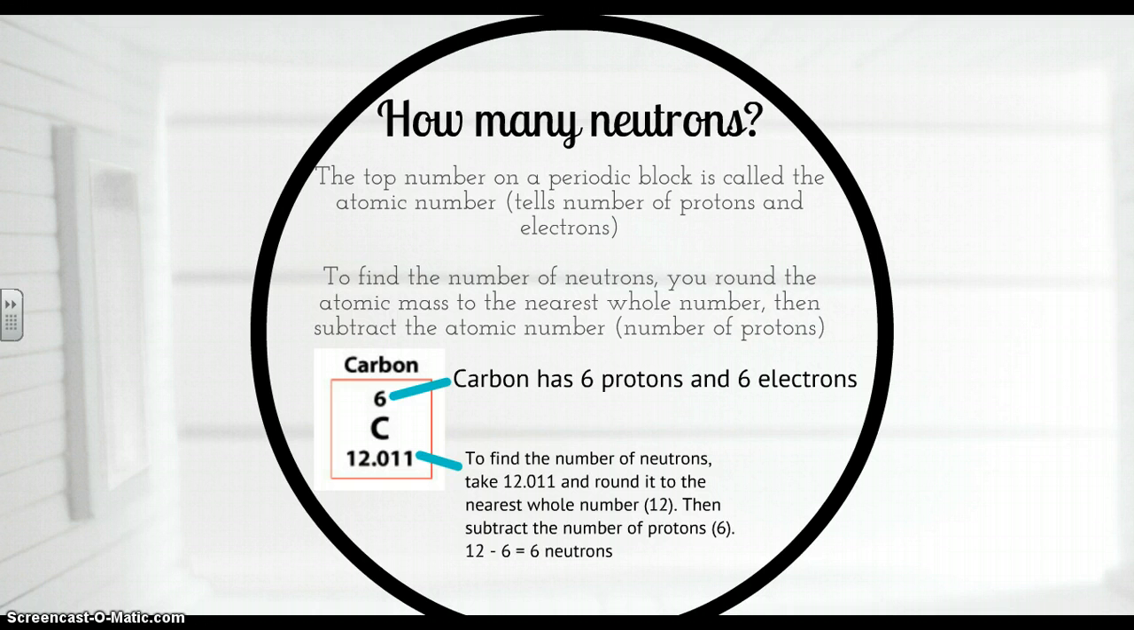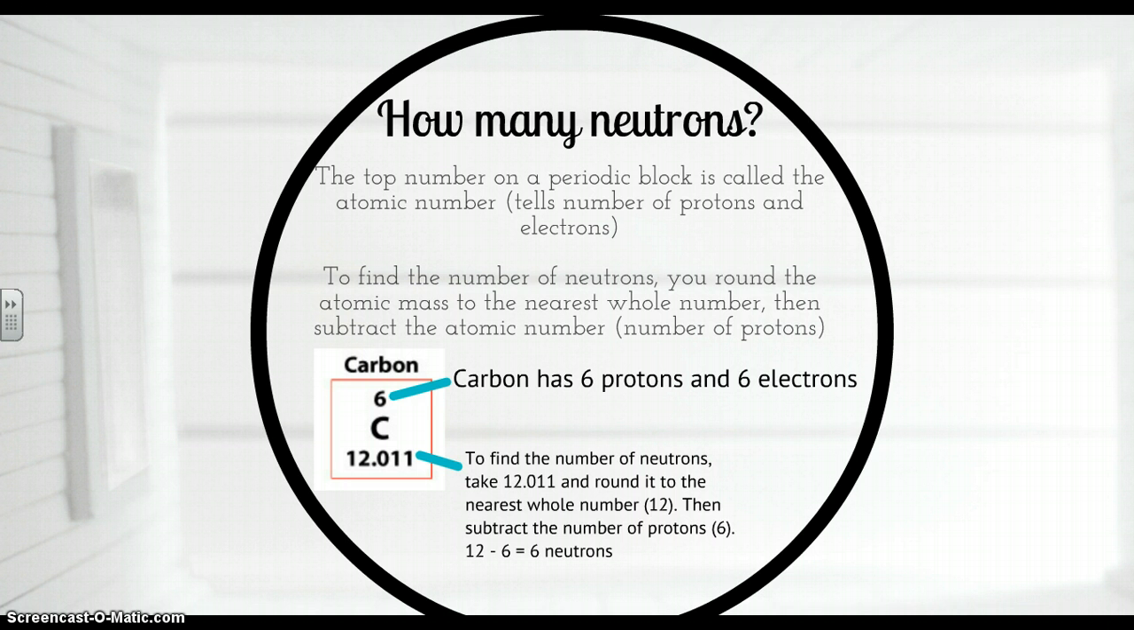Then you have to subtract the number of protons, which is 6. You can see that up top, that number is given there. So 12 minus 6 equals 6 neutrons. Now that makes sense because there's only 2 types of subatomic particles in the nucleus, protons and neutrons.